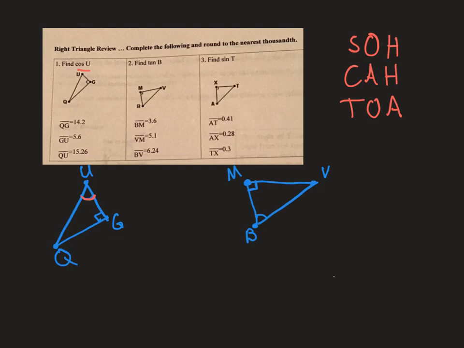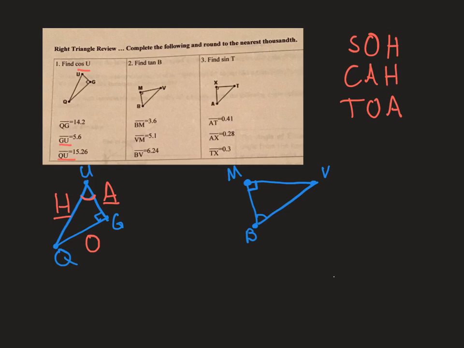So in the case of this triangle, our angle is at u, and we're looking for cosine. Our adjacent is this side here. The opposite is this side here. And our hypotenuse is this side here. We only need the adjacent and the hypotenuse. So looking at these sides, we need to know GU and QU.